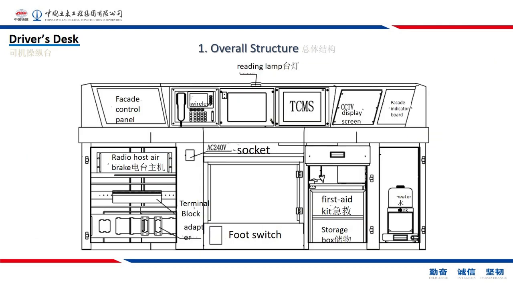Slide 6, driver's desk, additional items. In addition to the main panels, the driver's desk also includes supporting items. For example, there is a reading lamp for night work, a socket for power supply, a first aid kit for emergencies, and the radio host adapter. These may seem minor compared to the main controller, but in daily operation they ensure safety, comfort, and preparedness.